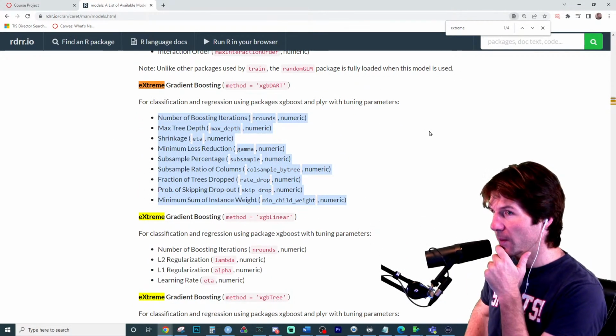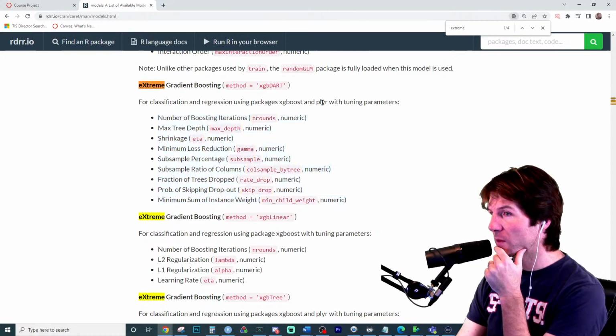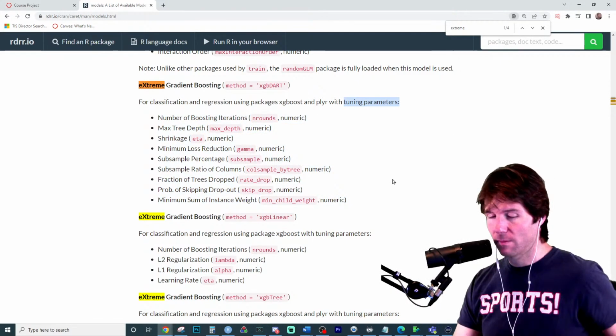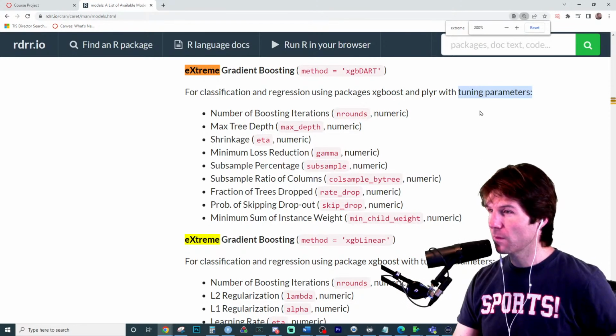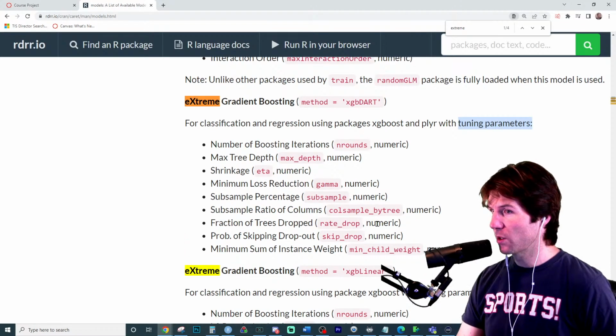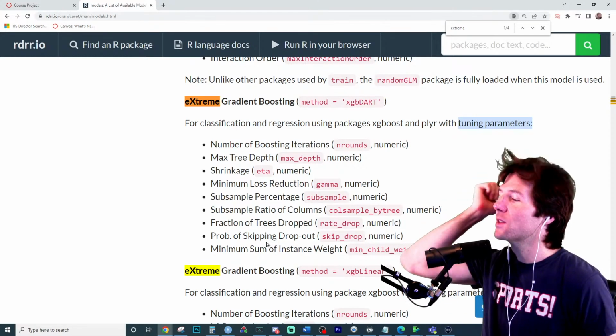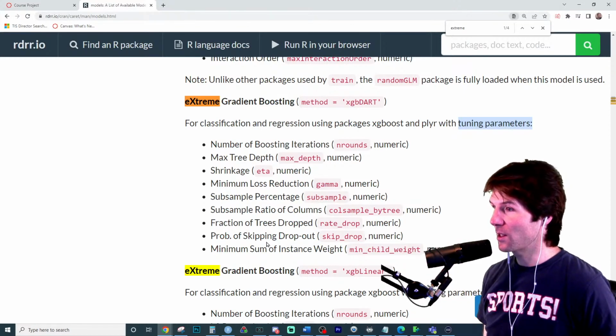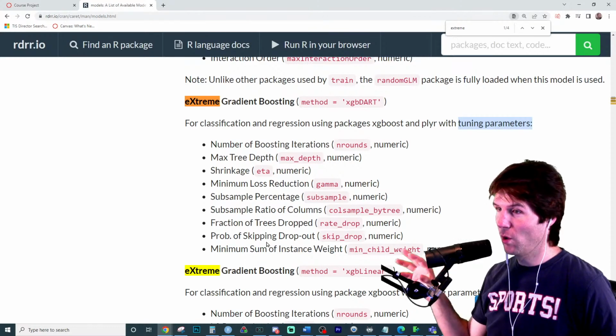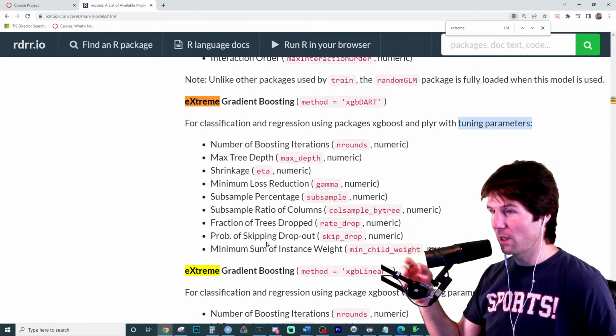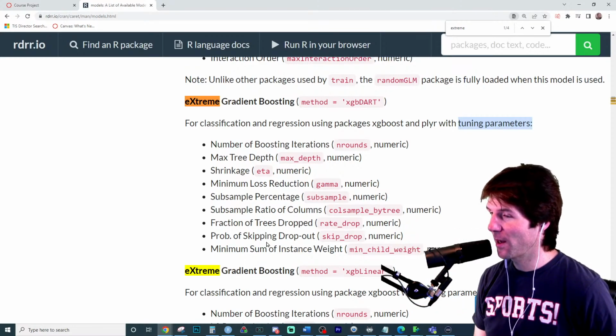What do you notice about this? What's the first thing you notice about extreme gradient boosting versus what we've been doing? I wish I was a pro at this, because this is where the real power is. Lots of tuning parameters. So many things to do. Shrinkage is the probability of skipping dropout.